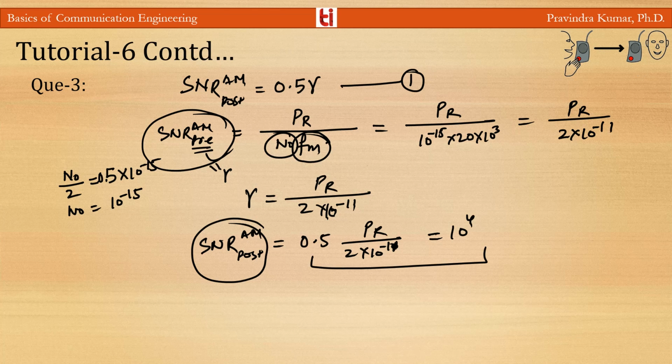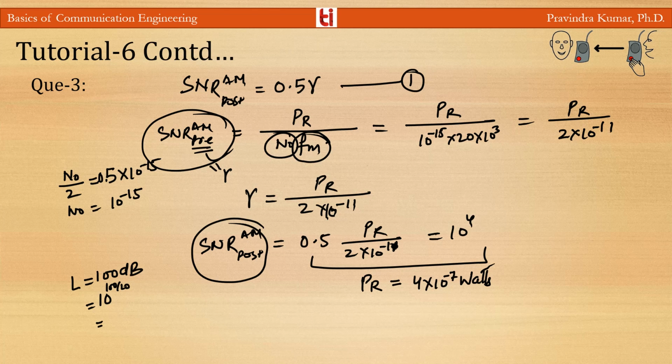So from this equation we can find the received power, it will be 4 into 10 to the power minus 7 watt, and the total loss is given as 100 dB. Simply, we can say the loss is 10 to the power 100 by 10, or 10 to the power 10. So the transmitted power is the received power into losses, and losses are 10 to the power 10. So it is 4 into 10 to the power minus 7 into 10 to the power 10. So the transmitted power is 4 kilowatt.